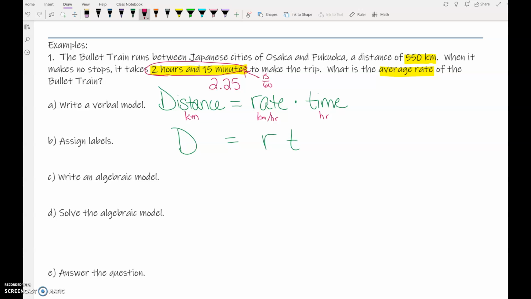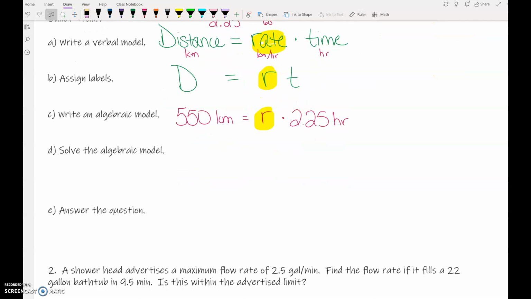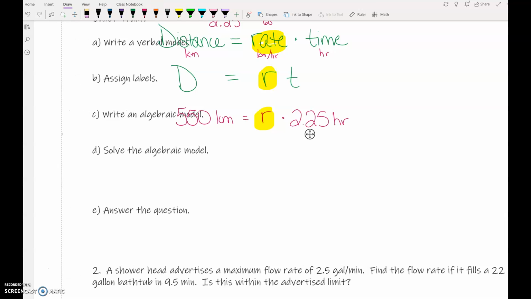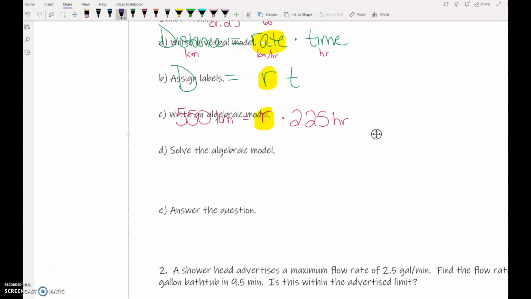All right, our distance. Our distance is 550 kilometers. And you can go ahead and write the labels in there if you want to. We don't know the rate. The rate is the thing that we don't know. That's what we're trying to find. Our time is 2.25 hours. Once we have it written this way, how do we solve this? Divide by 2.25.